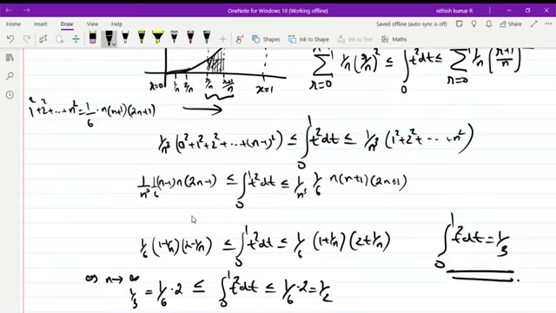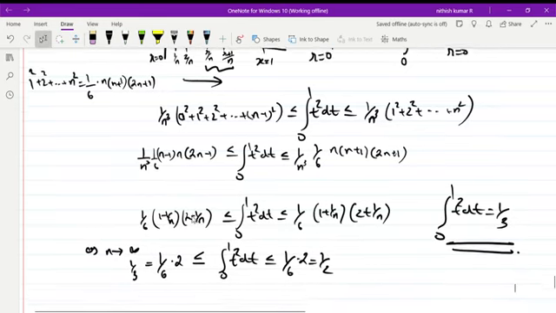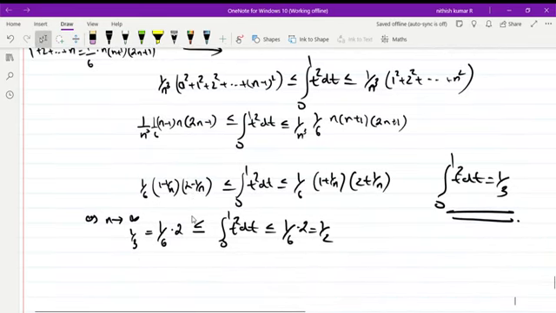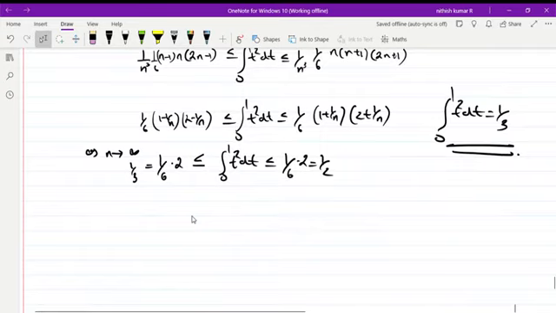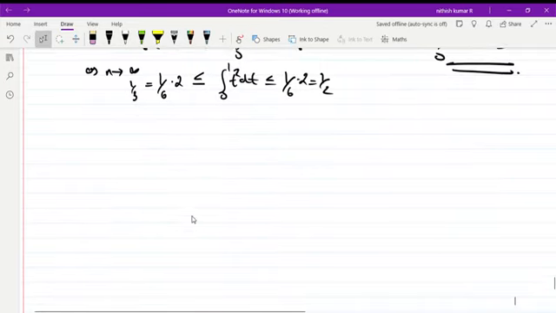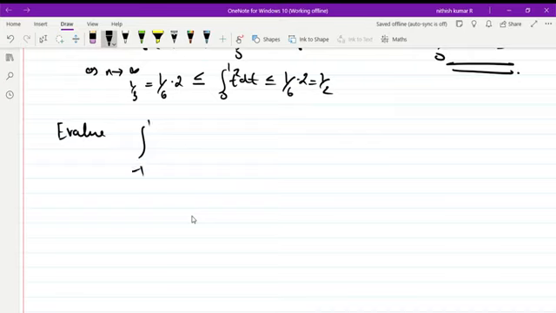Now, if I give you a question to integrate, say, evaluate the integration from minus 1 to 1 of square root of 1 minus x square dx, how do we find this integration?